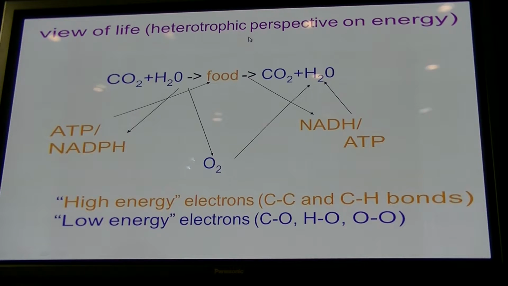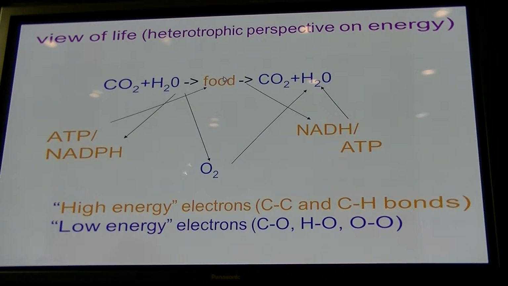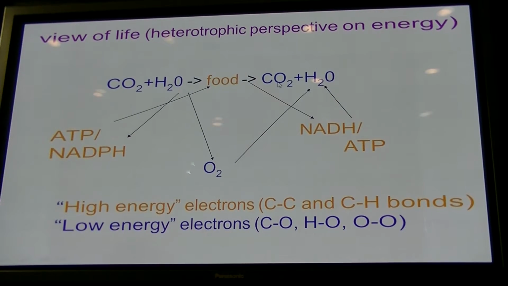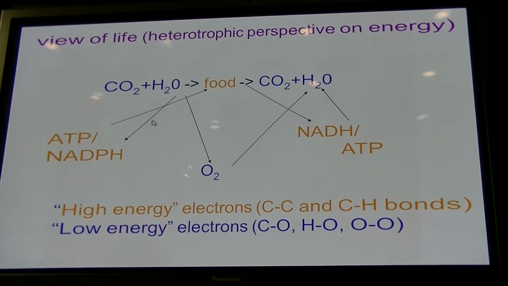That is just our view. We are heterotrophs. We eat other organisms. And from our perspective, what's going on is there's CO2 and water, and there are photosynthesizing organisms that use that CO2 and water in order to produce our food. That's themselves, the plants. And then that food, which is reduced carbon, is broken down by us. We form CO2 and we form water in that process.